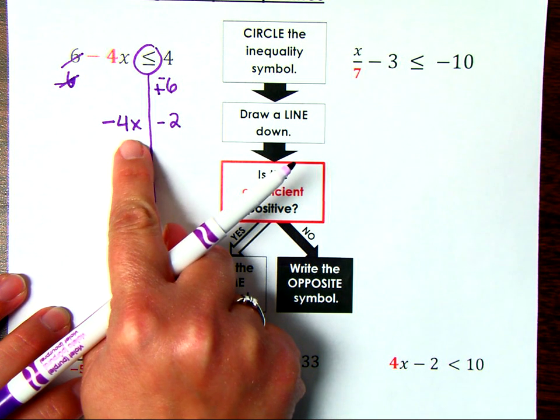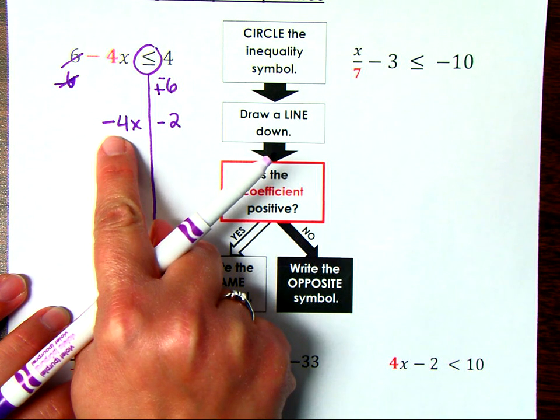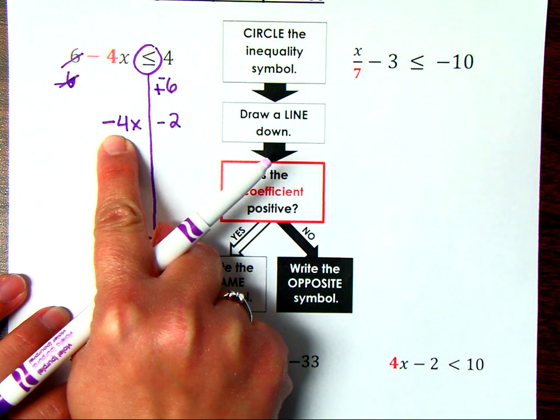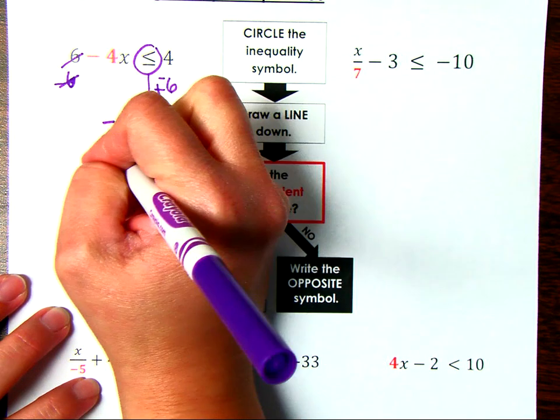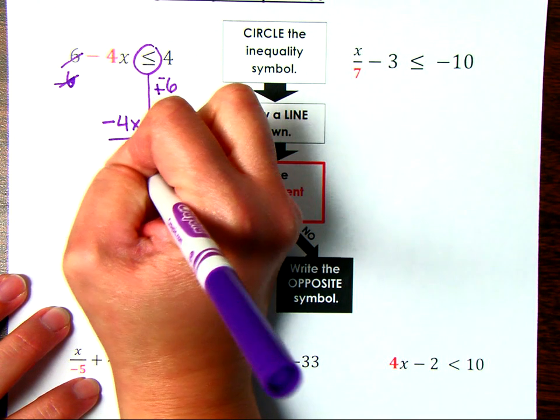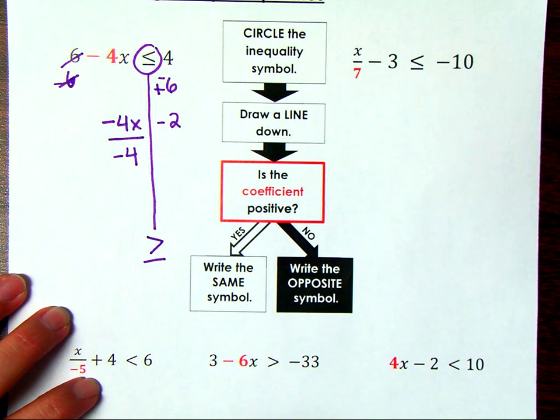We need these x's by themselves. So negative 4 was my coefficient. I'm multiplying by negative 4. So I do the opposite. You're dividing by the same number you were multiplying by.